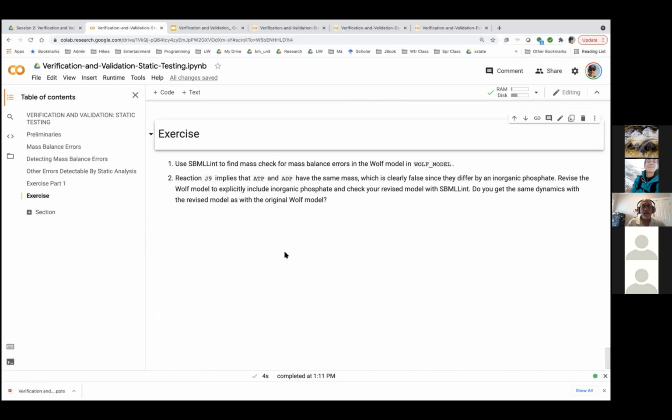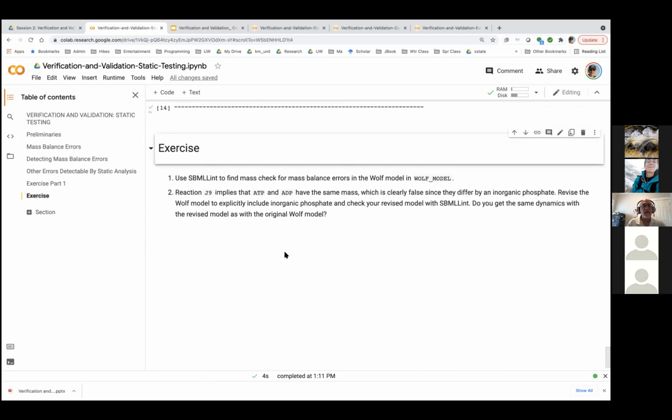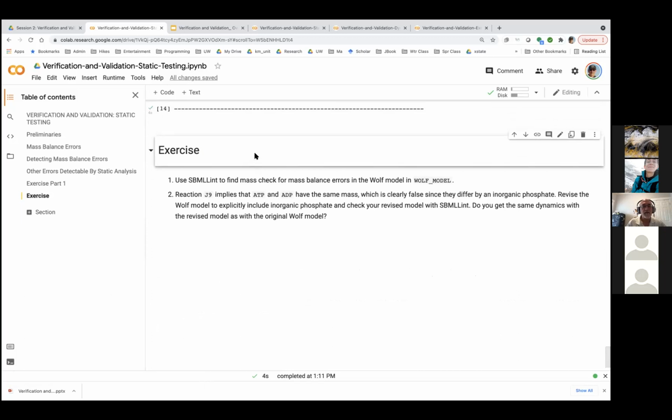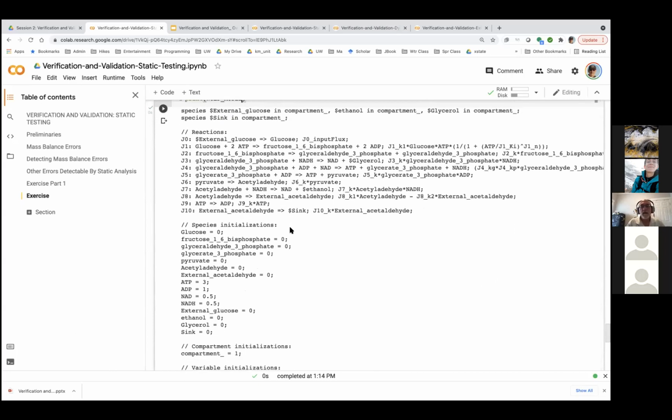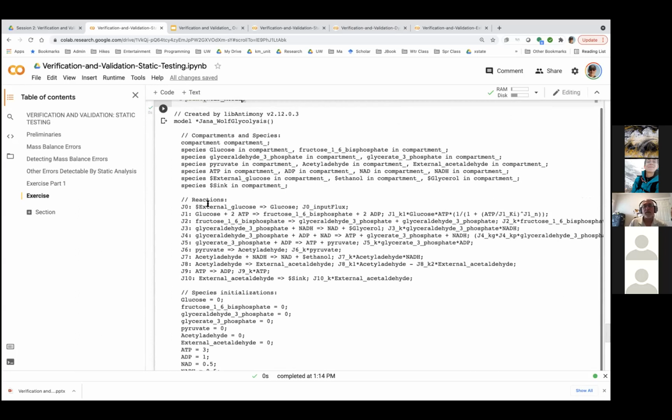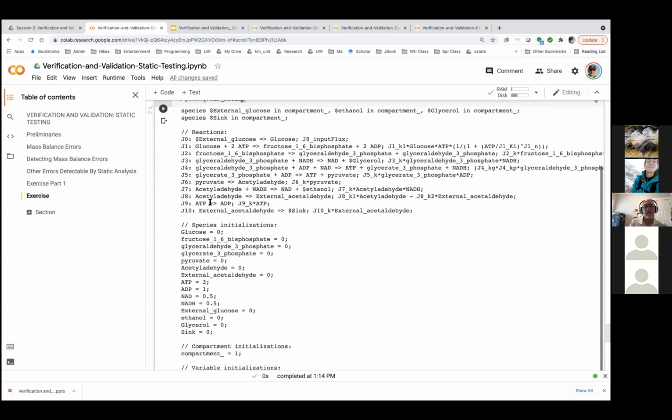And then the next part of that is that you notice that in the, actually, let me print this out here. Let me actually print out the wolf model. Okay, so this is the wolf model. One thing that's sort of interesting here, going back to our old friend ATP and ADP, you see here, J9, ATP goes to ADP, we're ignoring the inorganic phosphate. Try putting it in, okay? So part 1 is really simple. You're just doing the error checking for the wolf model.